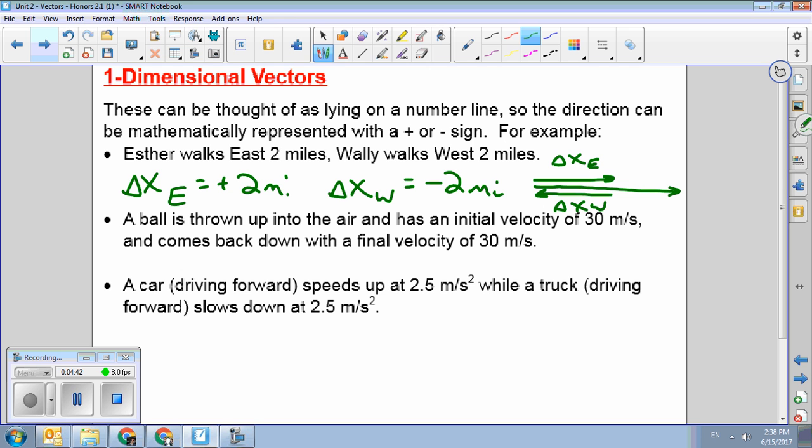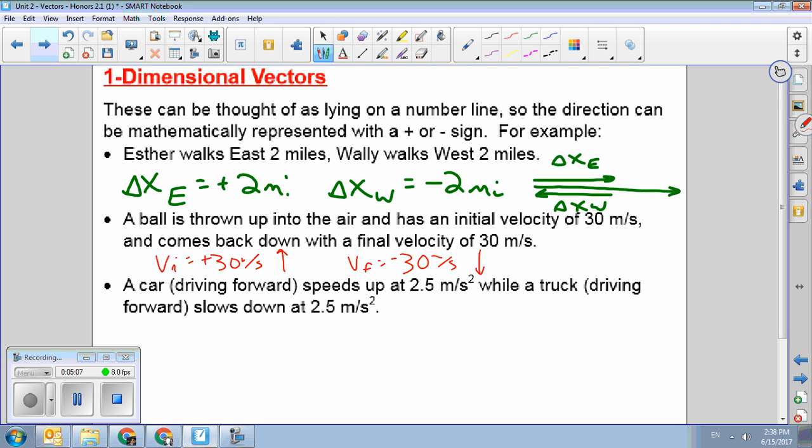Okay, so the length of the arrow represents the magnitude of the vector. In the next example, we've got a ball being thrown up into the air, so the initial velocity is positive 30 meters a second, and the final velocity is negative 30 meters a second. You gotta make the little sounds, all right?